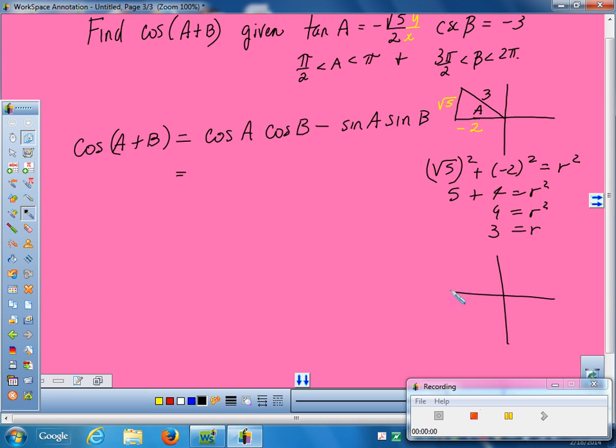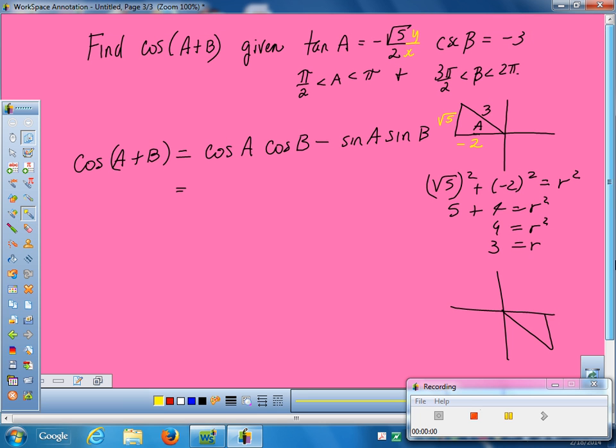3 pi over 2 is at the bottom of your coordinate system. 2 pi is over here to the right. So yeah, we're in the fourth quadrant, between 3 pi over 2 and 2 pi. Okay, how do I get the sides?